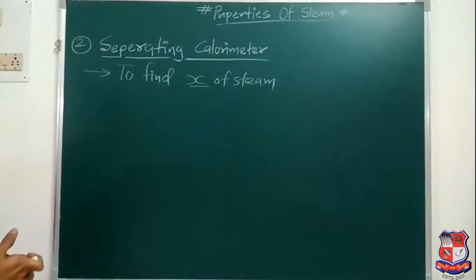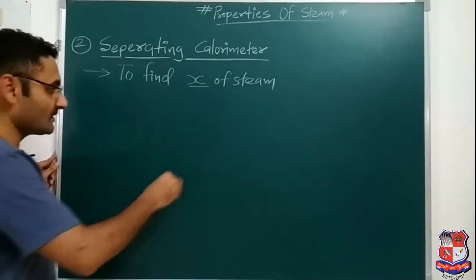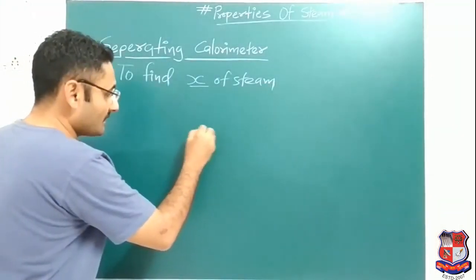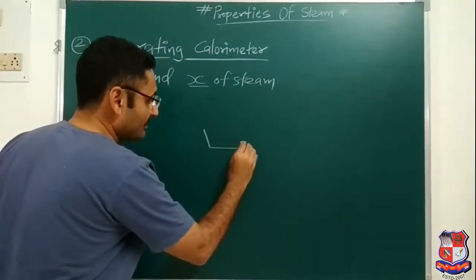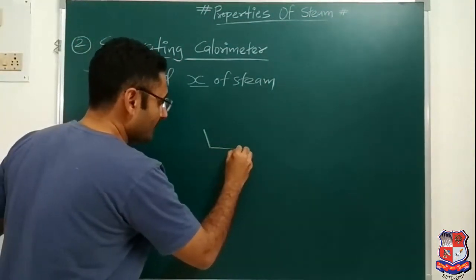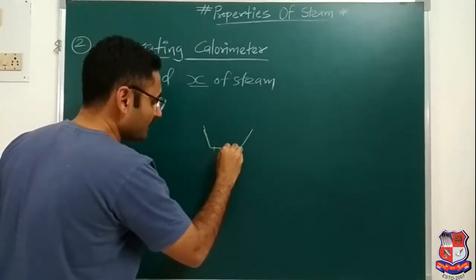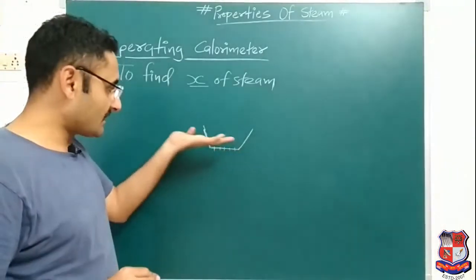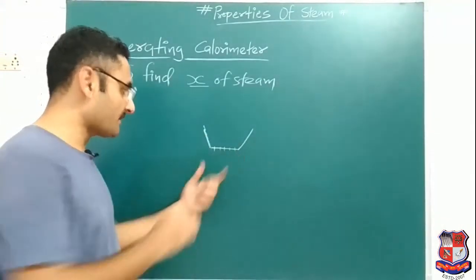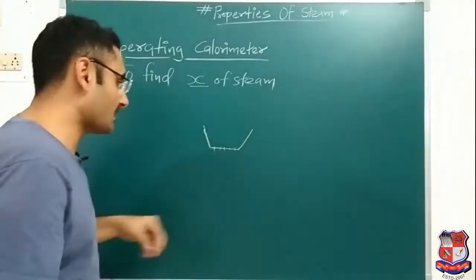Now we'll start with the construction of the separating calorimeter. First of all, the separating calorimeter has one cup, and that cup is perforated. Perforated means certain holes are there. At the bottom of that cup, certain small holes are there. That is the meaning of a perforated cup.